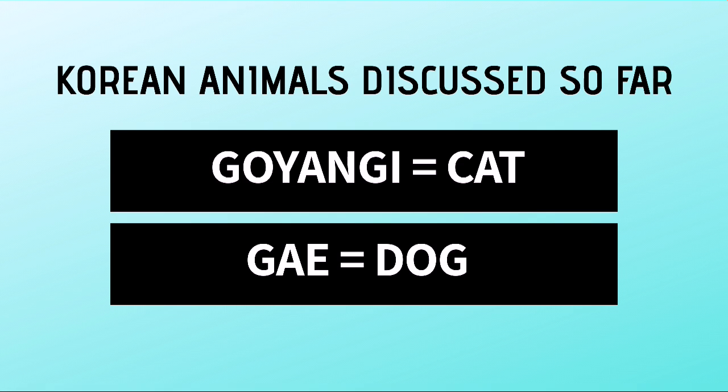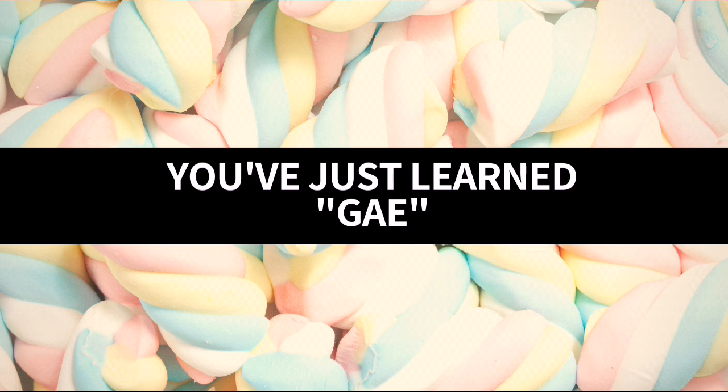If you would remember, we already studied the word goyangi, which means cat. And today we studied ge, which means dog. And so far, we already have 2 animal nouns in our vocabulary. And with that, you've just learned ge.